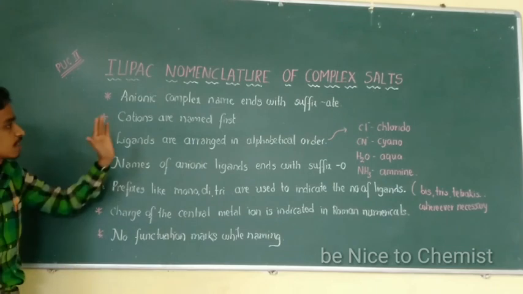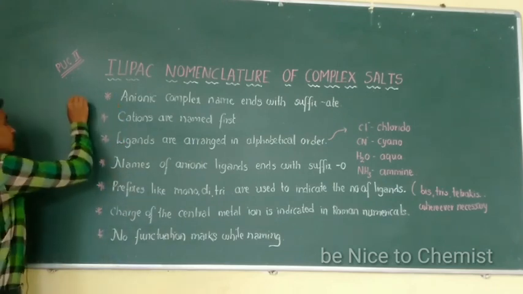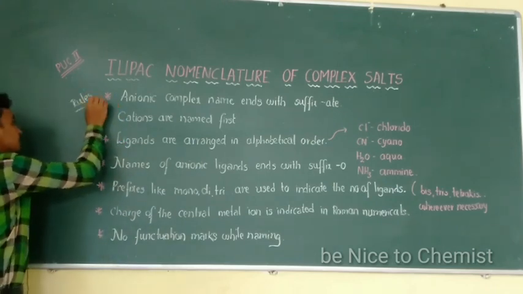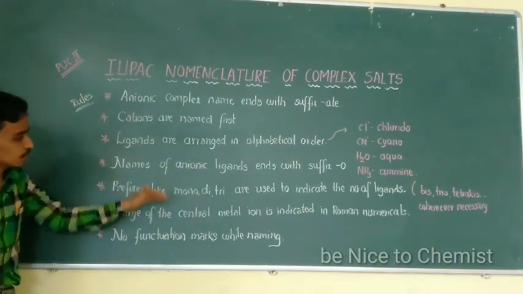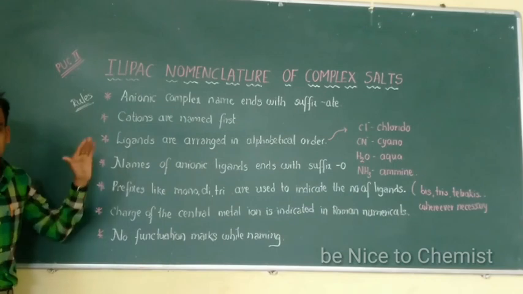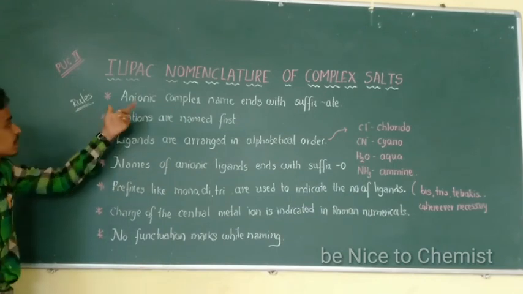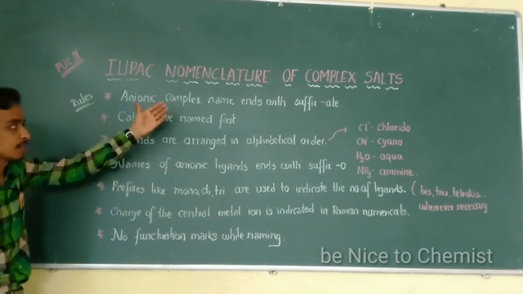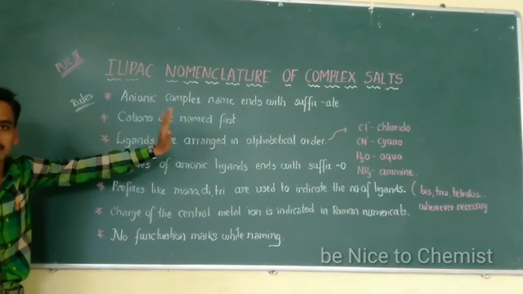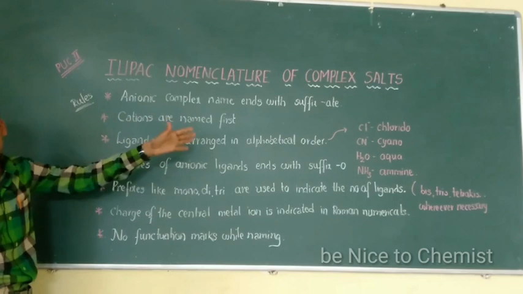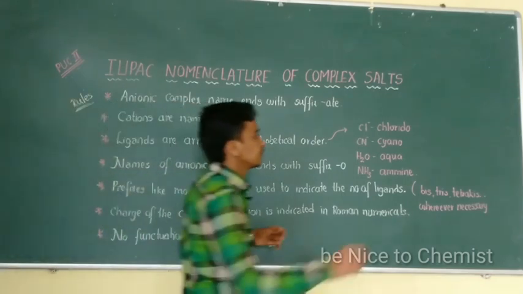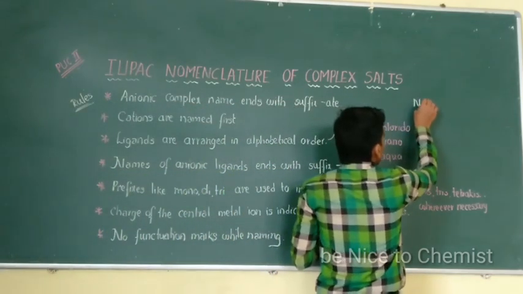First, before starting, you have to observe some rules regarding complex naming. There are some important rules. First go through them one by one. The anionic complex name should end with the suffix ate. Where does the anionic complex come? Look, how can you identify an anionic complex? You are already very familiar.